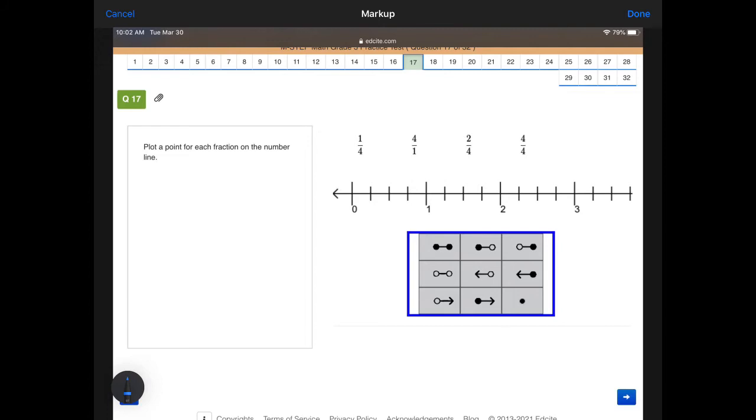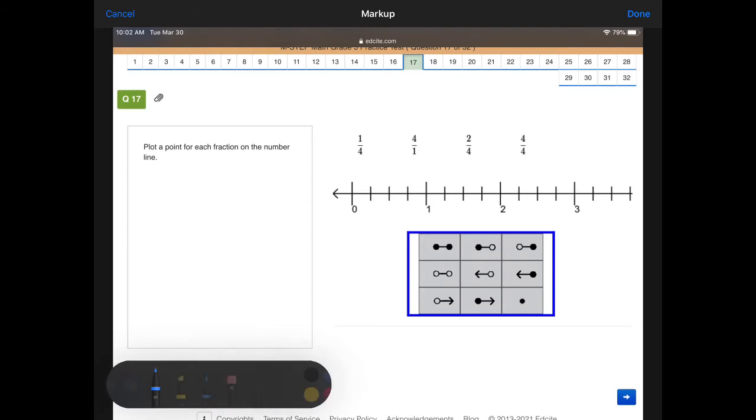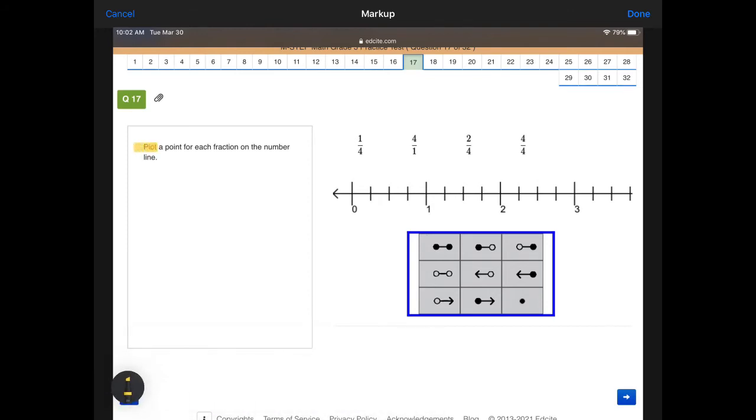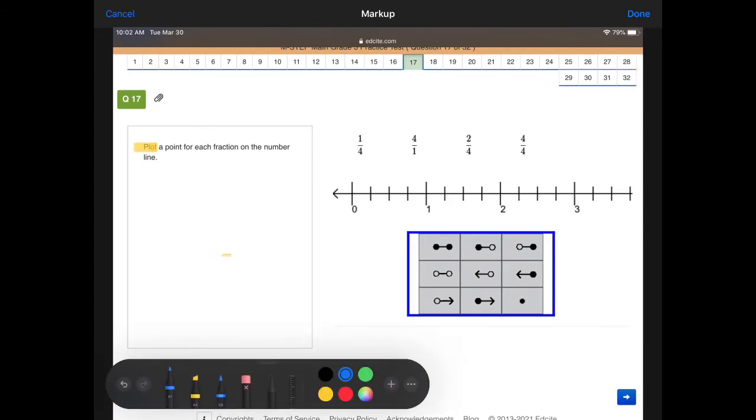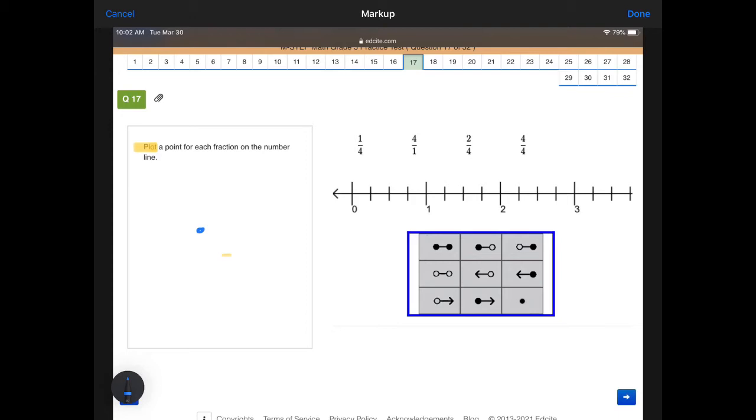Now this one says plot a point for each fraction on the number line. And I want you to remember that the word plot in math means put. So it means put a dot, put a point. That is what plot means. It means you're going to put a point. So on this one, we're going to use these points, and then you're going to hold it and you're going to drag it to each of these spots.